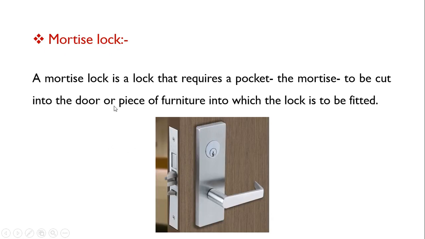Then mortise lock. In this case a mortise is made. The slot is made in the frame. That's what is called a mortise. A mortise lock is a lock that requires a pocket or slot to be cut into the door or piece of furniture into which the lock is to be fixed. So here you can see this type of handle and this type of arrangement, and in the frame a slot or pocket is made, and this can be inserted into it, and then the frame or the cupboard can be locked. That is called a mortise lock.